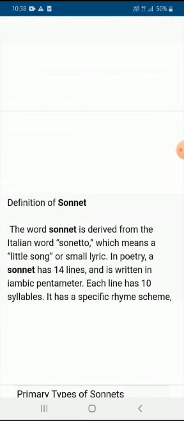Definition of sonnet. The word sonnet is derived from the Italian word sonetto, which means a little song or small lyric. In poetry, a sonnet has 14 lines and is written in iambic pentameter. Each line has 10 syllables. It has a specific rhyme scheme.